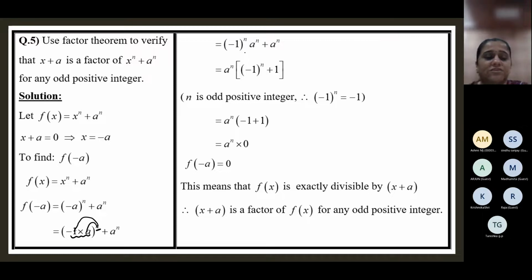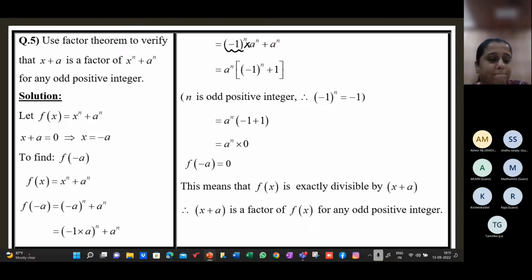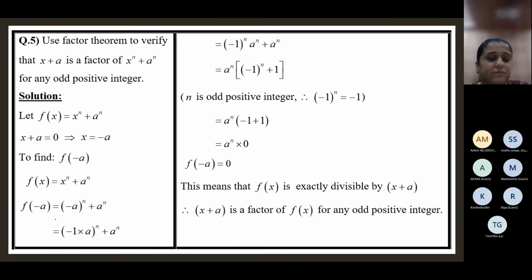So see the next step, it's minus 1 to the power n into A to the power n, plus A power n. The multiplication sign is understood. We're just distributing the power. Minus 1 to the power n into A to the power n, then plus A to the power n. Is that understood, children?